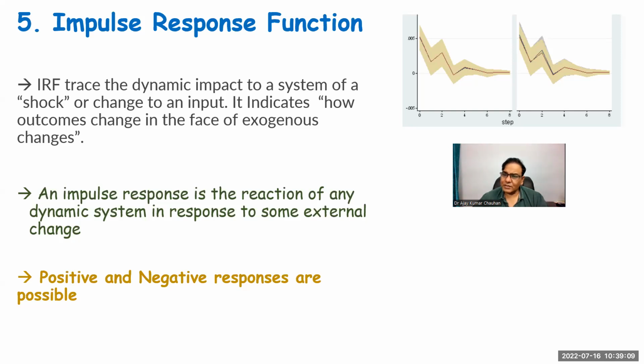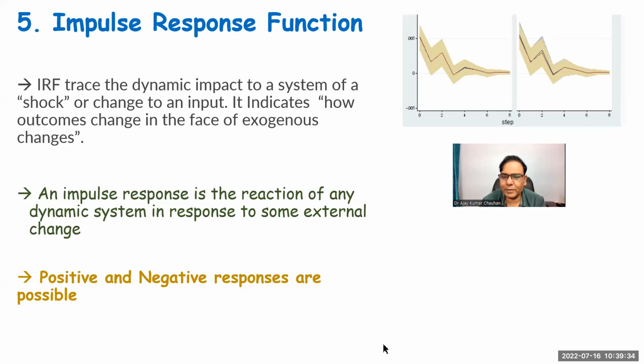That is called the impulse response function: how one variable responds to an unexpected shock in another market. It may be possible that this response is positive, or it may be possible that this response is negative.